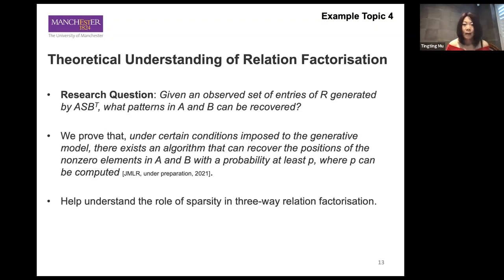The usefulness of this theorem comes from the fact that it can help you understand the role of sparsity in this three-way relation factorization model.